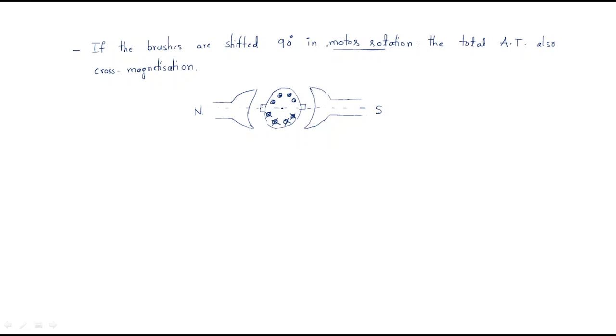If the brushes are shifted 90 degrees in motor rotation, the total ampere turns also cross magnetizing. What happened to this? Cross magnetizing is done here simply because, in the cross, in the north pole, a south pole formation is there. The flux lines will be disturbed in this way. Yeah, this is the effect.